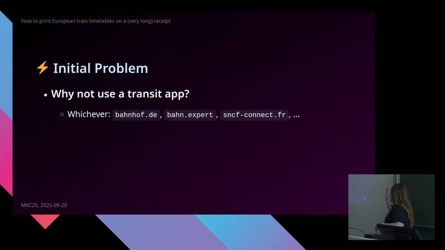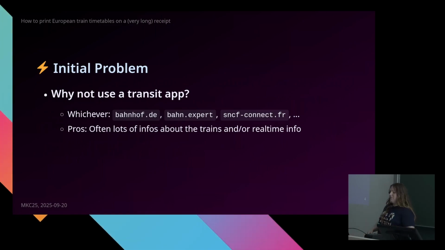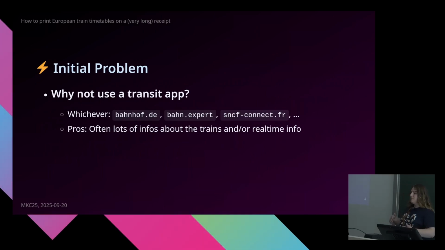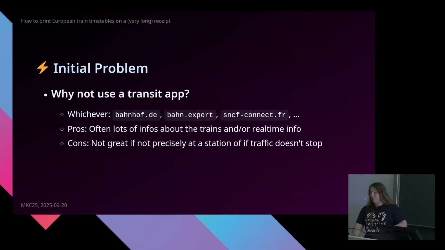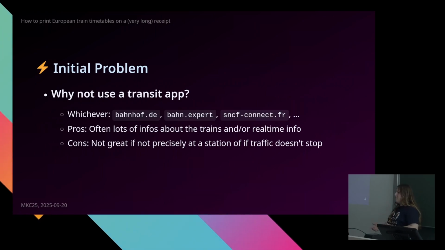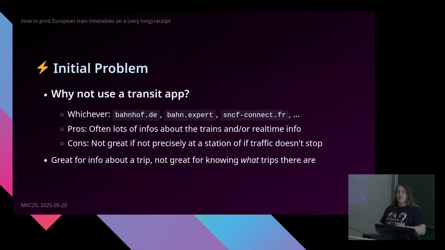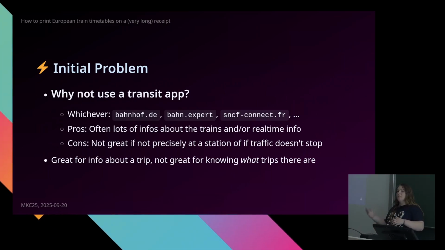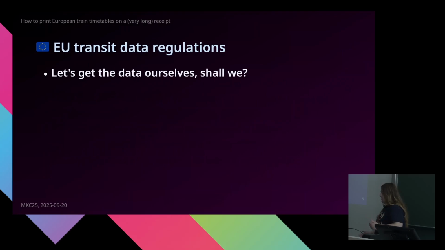Well, there's a lot of them. Some of them maybe not deserving of the name. There's also a lot of info on these about the transit, also real-time info, which is very useful. But it has a very, very important con, which is it only works as a trip planner or as a planner around stations, which doesn't work very efficiently if we're in the middle of nowhere with no stations around. So it's great for info about a trip once we already know the trip should be running, but it's not really great for knowing what we're going to be looking for in the first place. So let's just get the data ourselves, shall we?